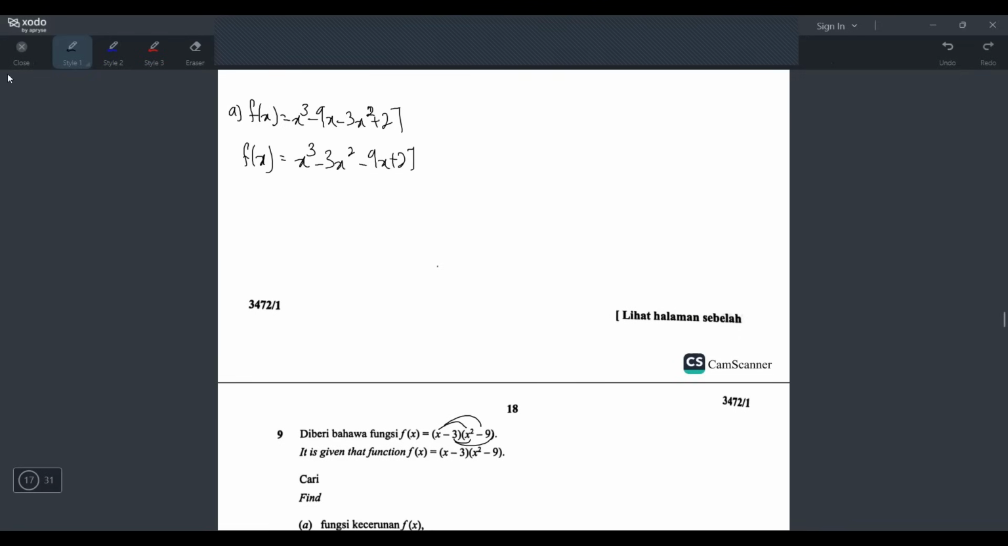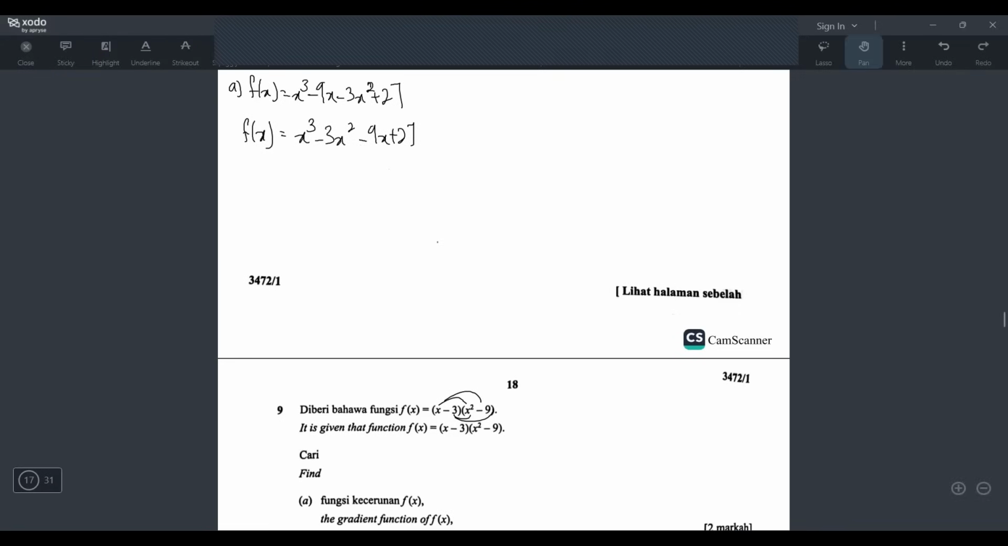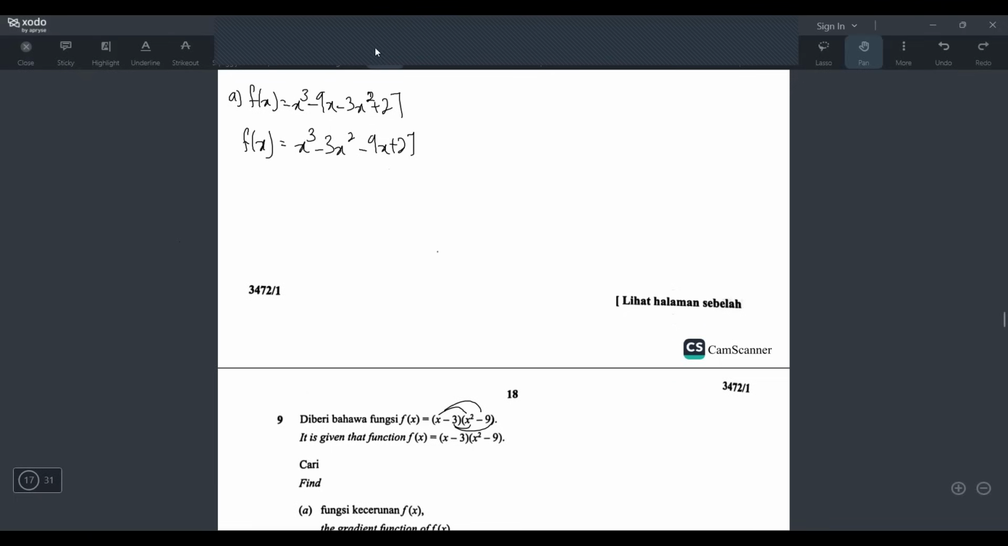Okay, now we can differentiate because they want to find the gradient function, right? Gradient function means they want you to differentiate. Okay, dy/dx. You cannot write dy/dx here because the equation they give you is in f(x), and when you differentiate the f(x) equation, you have to write f prime x. This is how we write when we differentiate the f(x). But if the equation is y, then you write dy/dx.